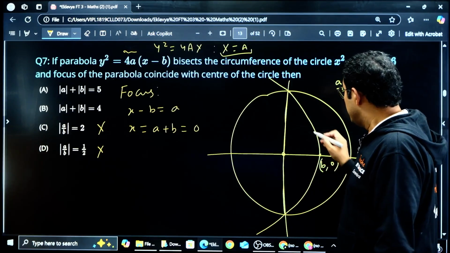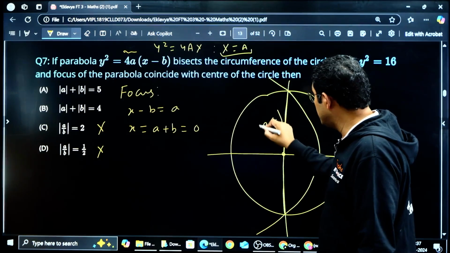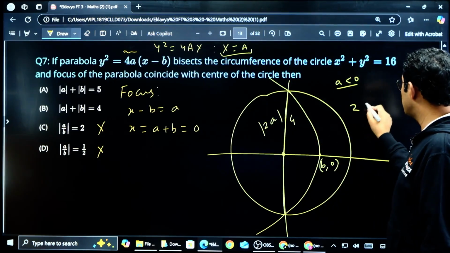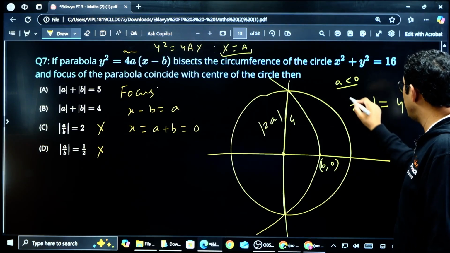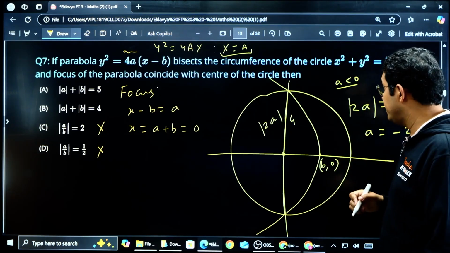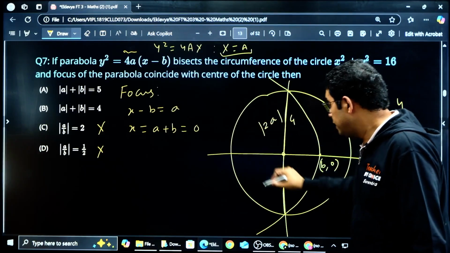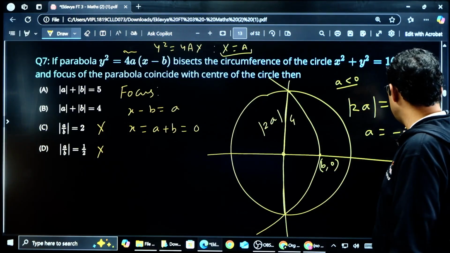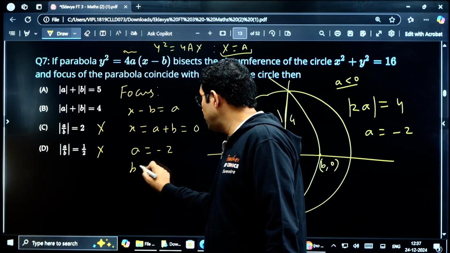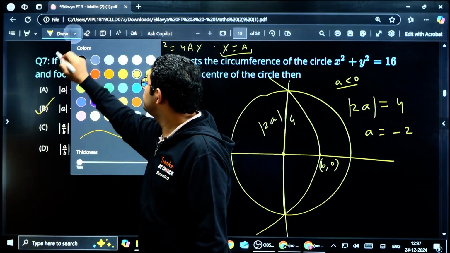So this is actually a diameter as well as the latus rectum of the parabola. The length of the latus rectum is |4a|, so half of it is |2a|, and the radius of the circle is 4. So |2a| has to be equal to 4. So a will be equal to −2, because I have taken a to be negative. If a was positive, then this parabola would have been right opening. I'll talk about that later. So a is −2, and from that b will be equal to 2. So |a| + |b| becomes equal to 4.